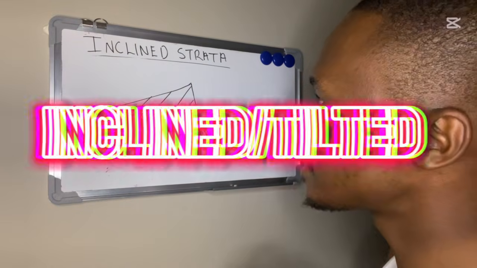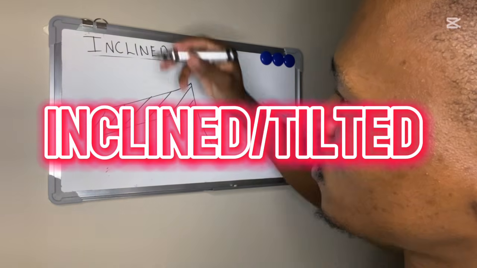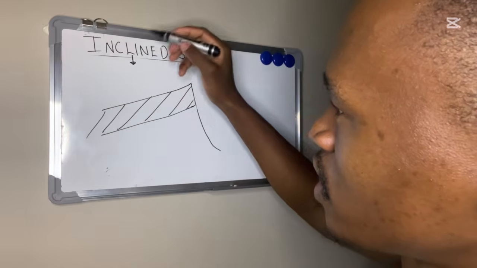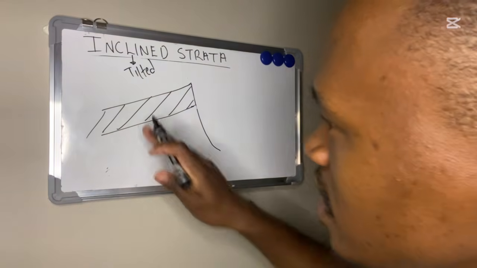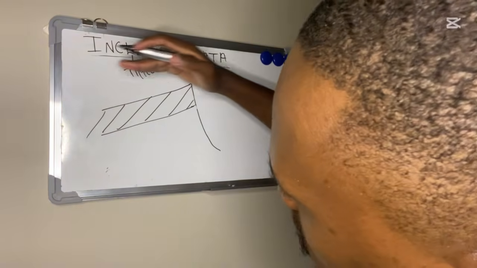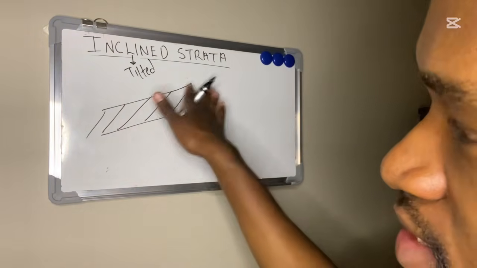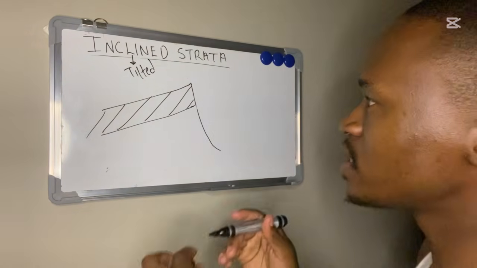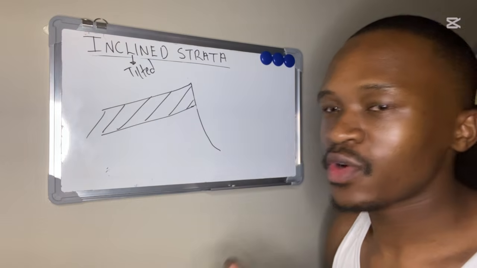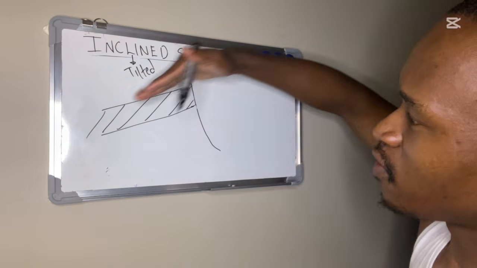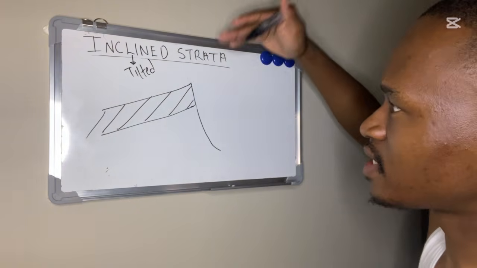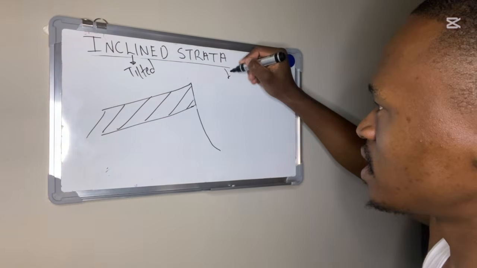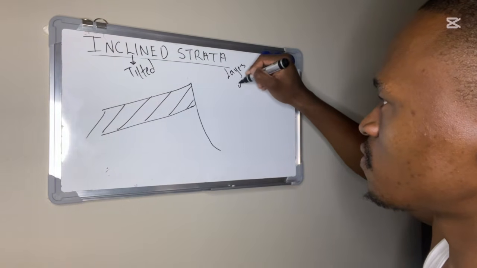With inclined strata, the word inclined should tell you that the topography or the landform is going to be tilted. Can you see this landform? It is not straight. It is at an angle, right? So when we deal with inclined strata, you should know that we are going to be dealing with landforms which are at an angle. They are tilted at an angle, right? And strata refers to layers of rock.